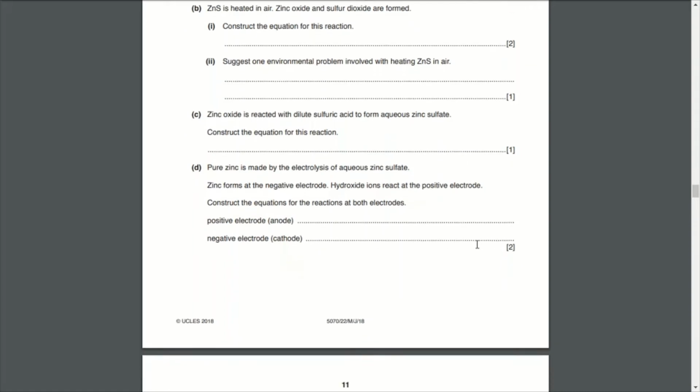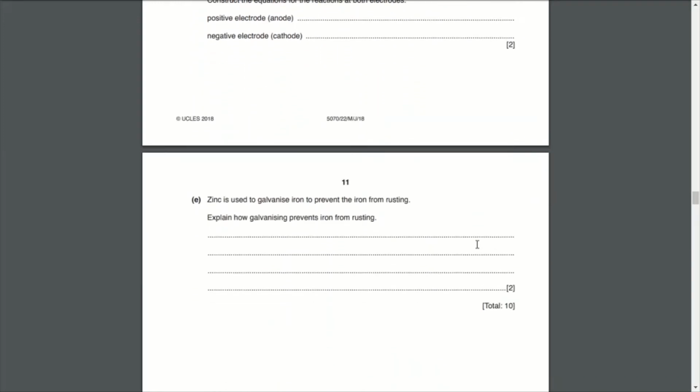That's very obvious. Moving on to part E, zinc is used to galvanize iron to prevent iron from rusting. Explain how galvanizing prevents iron from rusting. Galvanizing is a very common trick used so that we can save the real metal and not destroy the base of anything. So we usually galvanize it, or put an additional layer over it, that gets rusted or might get affected. However, the inner or the main strength of it, the base of it, doesn't get affected and the material stays strong.